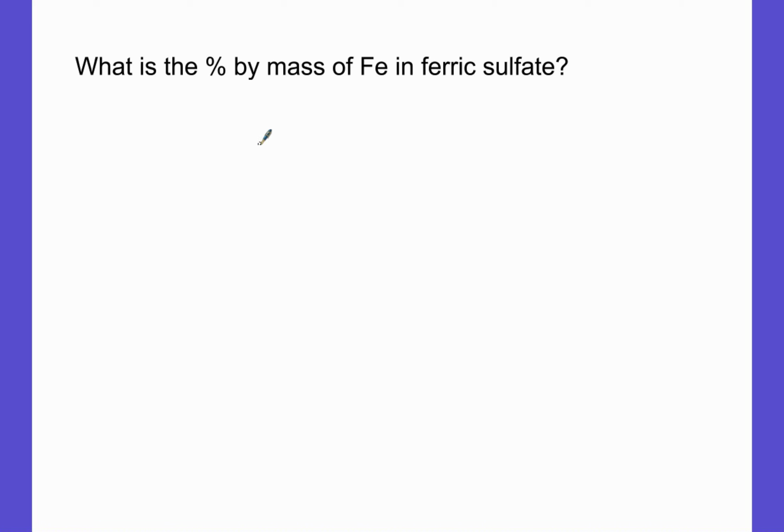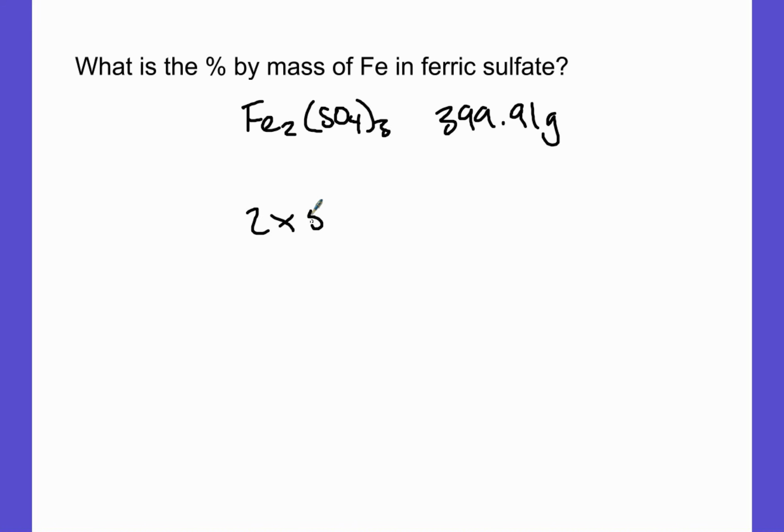Otherwise, percent by mass iron in ferric sulfate, another one we already did, right? So we know that iron sulfate that looks like this has a mass of 399.91 grams, and I got 2 irons that I'm accounting for here, so it's 2 times 55.85 gives me 111.7 on my calculator, right? I didn't actually use a calculator, but if I did, it'd look like this.